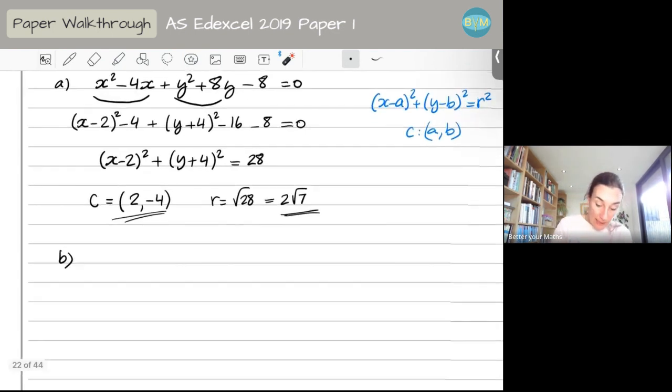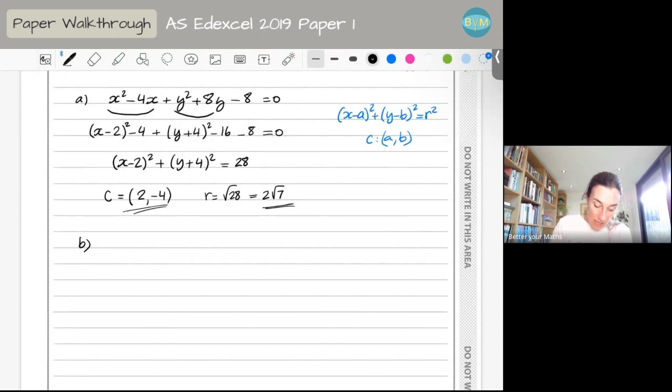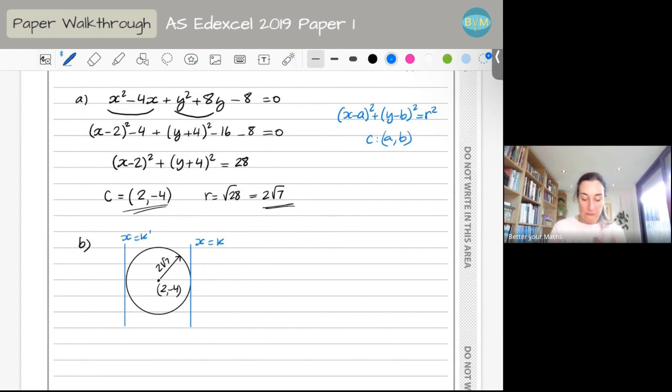So what you really have is a circle. The center is (2, -4). The radius is 2 root 7. And you have a vertical line here and a vertical line on the other side that are tangent. So it's much easier than x equal k and x equal another k. Yeah, it's easier than trying to make the intersection just 1 point.